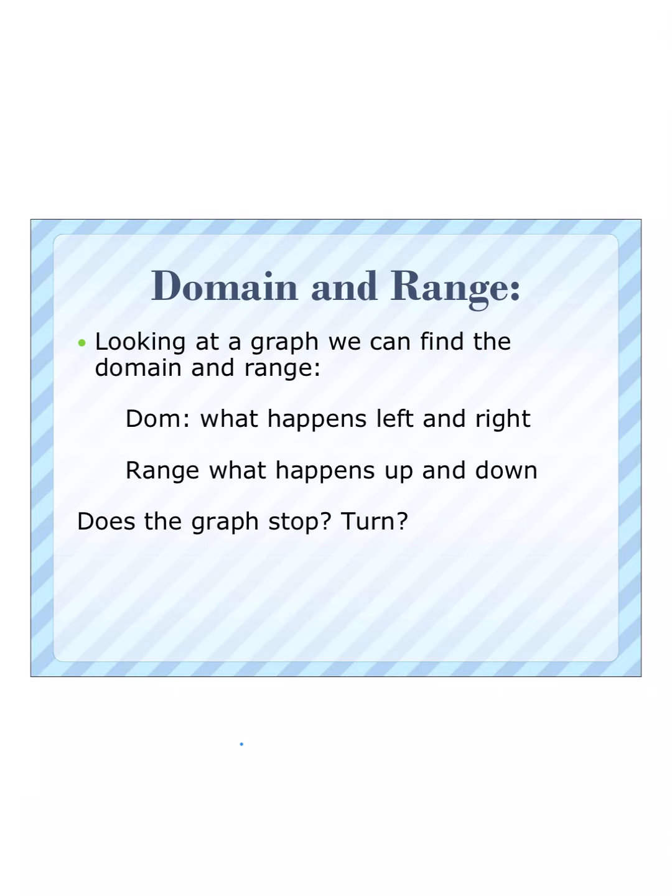We're going to start by reviewing domain and range. If we look at a graph, we can figure out our domain and range. Basically, for our domain, just to review, it's what's happening from left to right. Another way to consider that is, what are the possible x values? That's what we want to know. So we have x values.